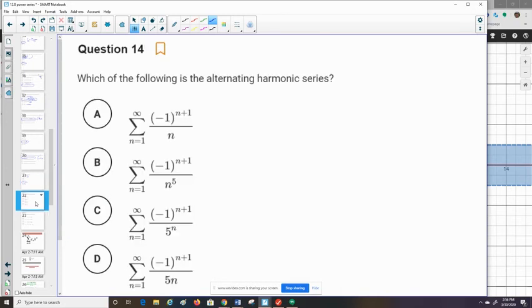Not too bad. Question 14, which is the alternating harmonic series. (-1) to the n plus 1 will give us the plus-minus behavior, and in the denominator, my answer is A, but I'll take a look at the rest of them. This one's alternating, but it's not harmonic. Looks like we've got some kind of an alternating p-series there. This one is alternating, but 5 to the n feels more like an alternating geometric series. And I don't know what this one is. I guess it's 1/5 of the alternating harmonic series. So if we call it the alternating harmonic, we'll have to go with option A.